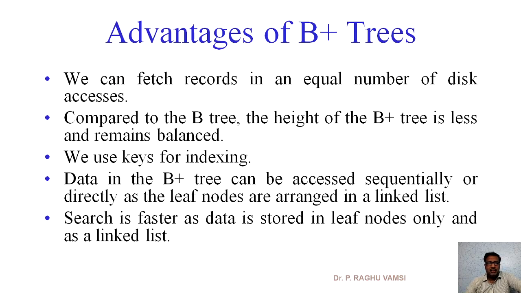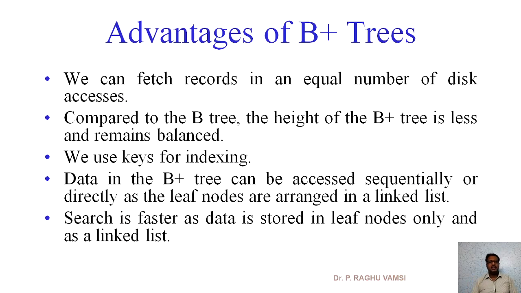The advantages of the B plus tree are like this. There are several advantages. We can fetch a record in an equal number of disk accesses because all the leaf elements or the data elements that are stored in the leaf are at the same level. That is the reason we can fetch the record in an equal number of disk accesses. Compared to the B tree, the height of the B plus tree is less and it remains balanced. As the height is less, obviously you can have faster access of the index.